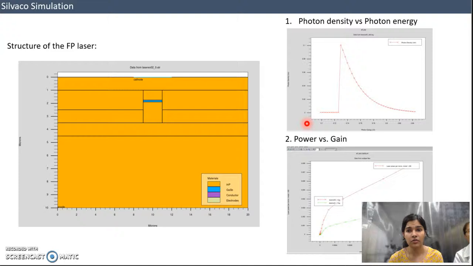Using Silvaco simulations, we were able to get the photon density. This is the photon energy plot. The photon energy peaked at 1550 nanometer, that's 0.799 electron volt, which was the same as the measured result of the DFB laser. And we were also able to get a power versus gain plot with a similar trend as the measured result. We are still working on adjusting the gain medium, cavity length, etc. to tune the plots. I will hand over to Prashant.